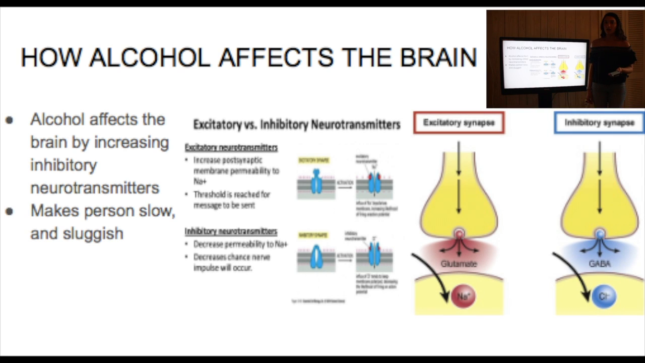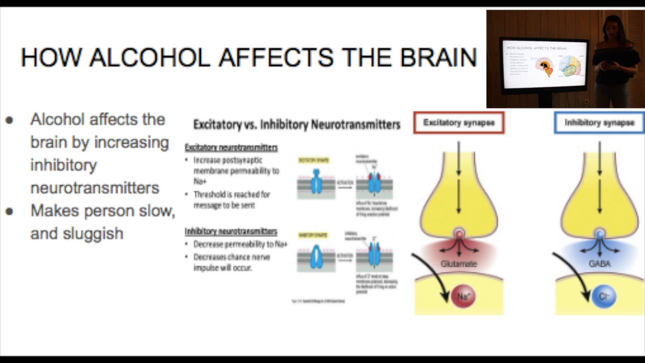Looking at how alcohol affects balance, we have to take a further look at how it affects the brain's function. First we have to take a look at how alcohol affects the neurotransmitters in the brain. Basically we have inhibitory and excitatory neurotransmitters. Alcohol increases the level of inhibitory transmitters, which are the GABA ones, and that pretty much slows down and slurs the individual's speech and their thinking processes.